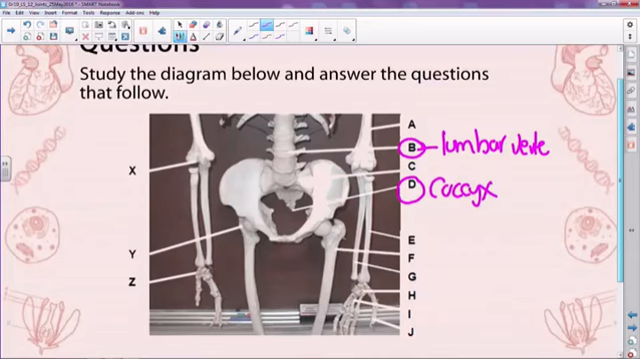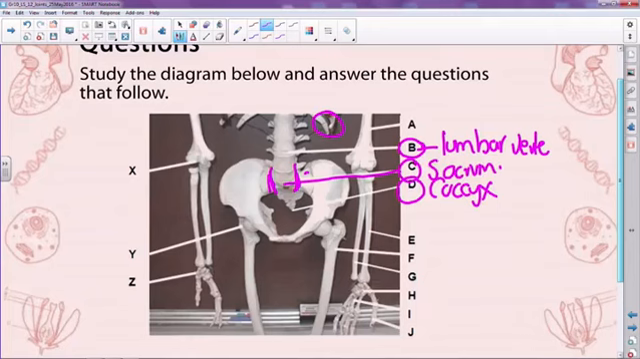Can you see anything else? I can see the ribs. Guys, can you see the ribs? But they haven't been labeled, so I'm not going to label them. If I look at the line over here, it's probably joining right over there. That's probably my third one, because it's for 3 marks. If I can't see my line clearly, let's make it to there. That would be letter C, and that would be the sacrum.